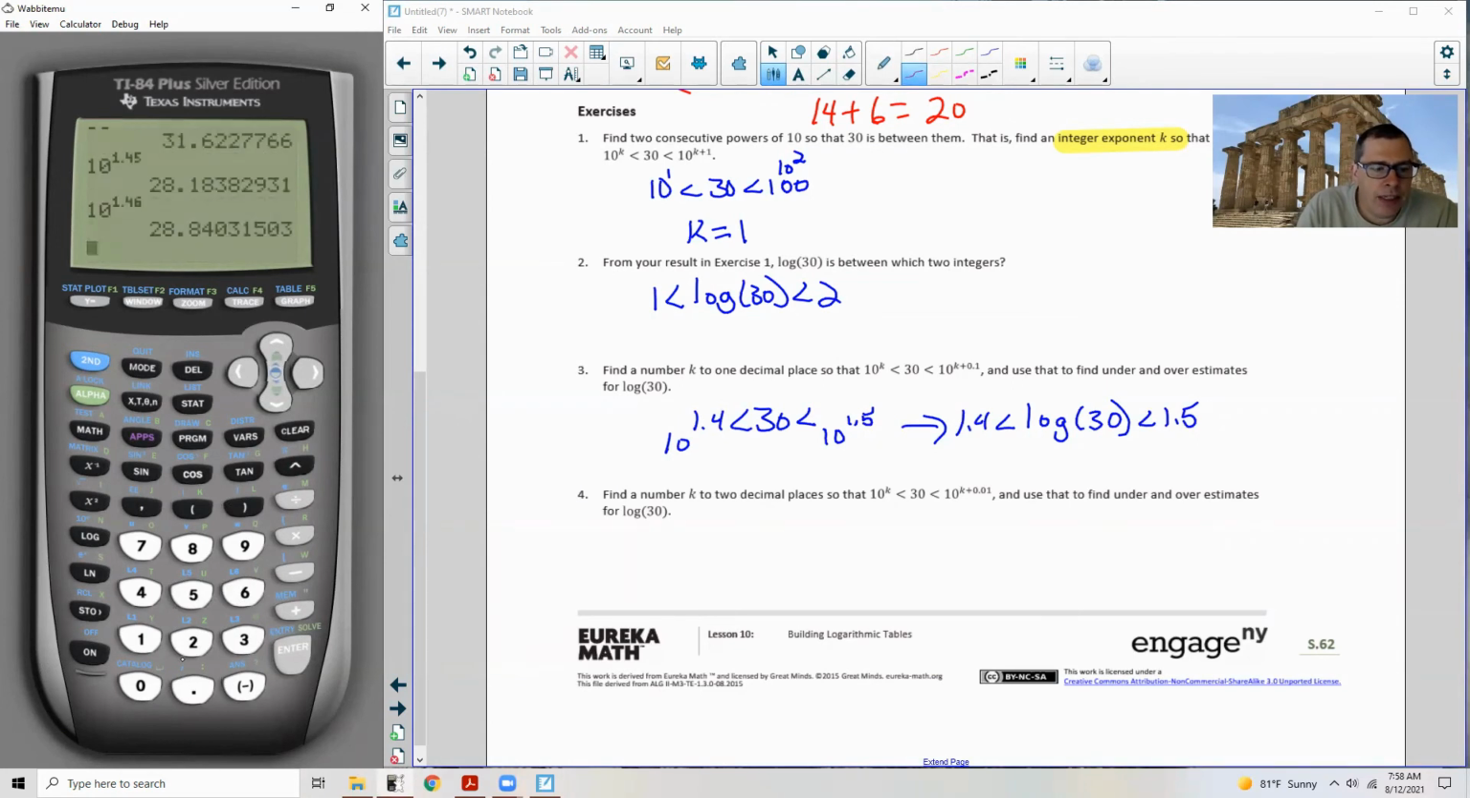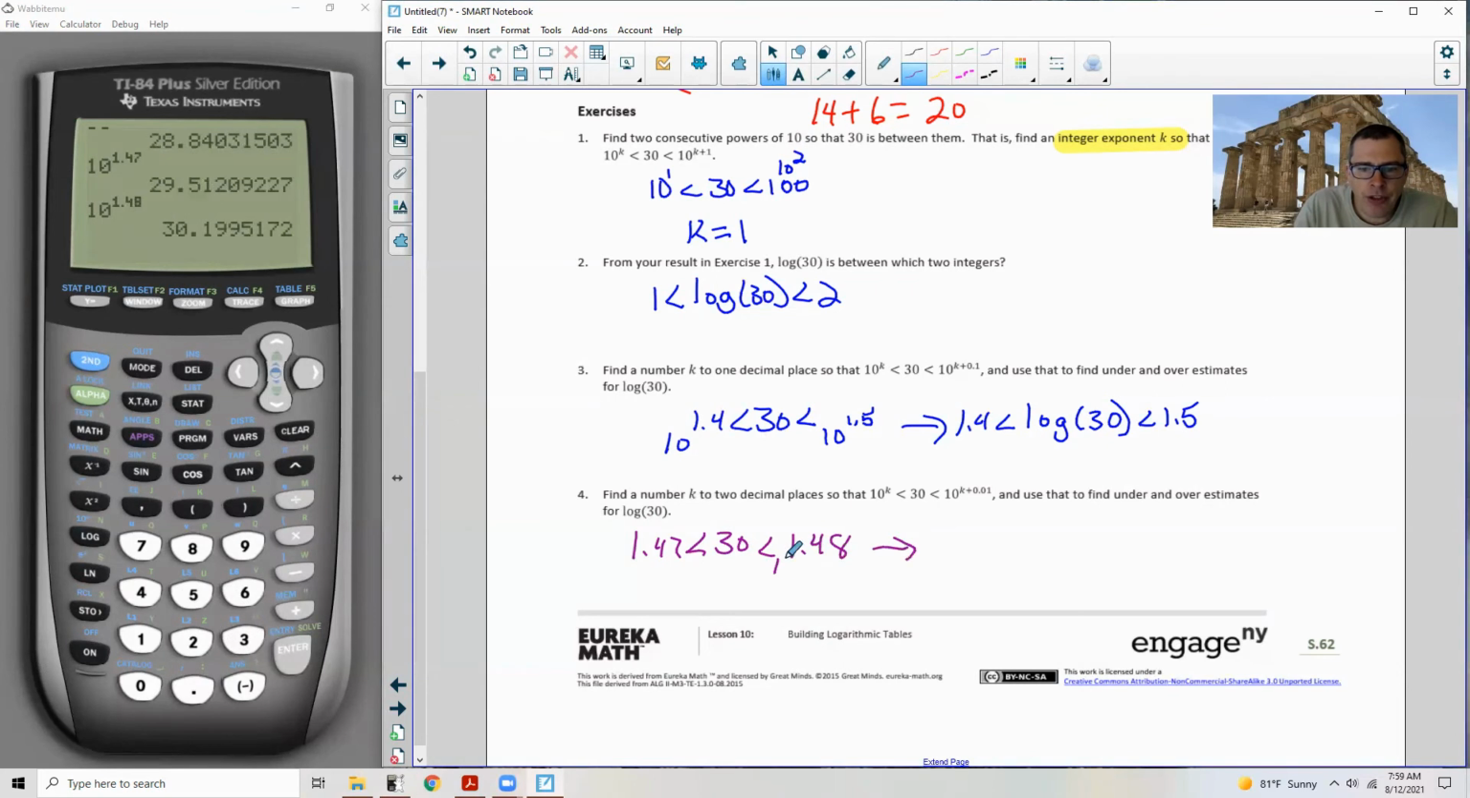And that's still less than 30. 10 to the 1.47, still less than 30. 10 to the 1.48, and that's more than 30. So now I know that 30 is greater than 10 to the 1.47, but it's less than 10 to the 1.48.